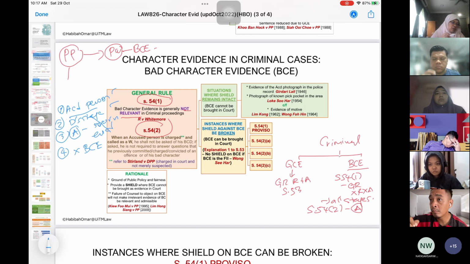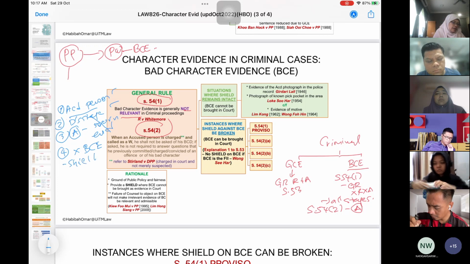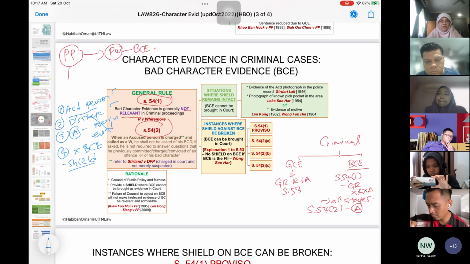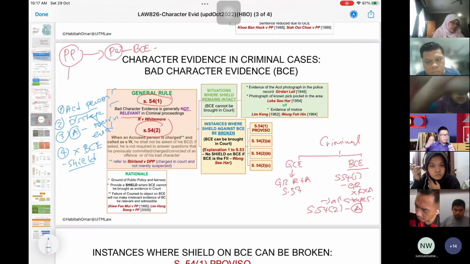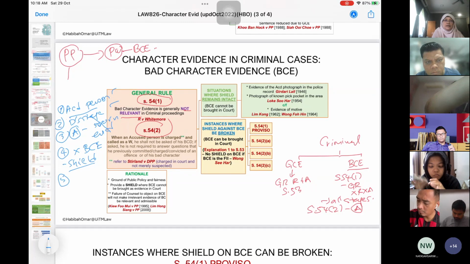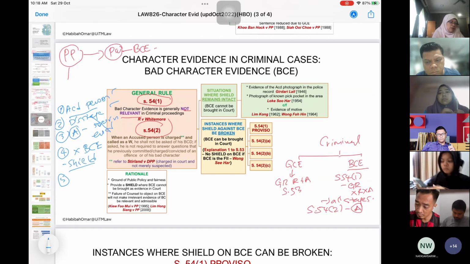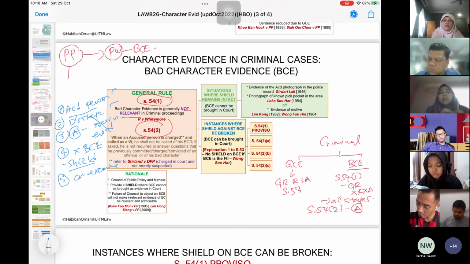So dalam section 54 subsection 2 here, there is a shield. There is a shield protecting the accused person against bad character evidence. You get the picture? There is a shield protecting the accused person against bad character evidence. So he should not be forced to testify or to respond to any question that relates to his bad character. Now, dalam proses mana? Dalam proses sewaktu cross examination. Siapa akan cross examine dia? Prosecutor. Public prosecutor.